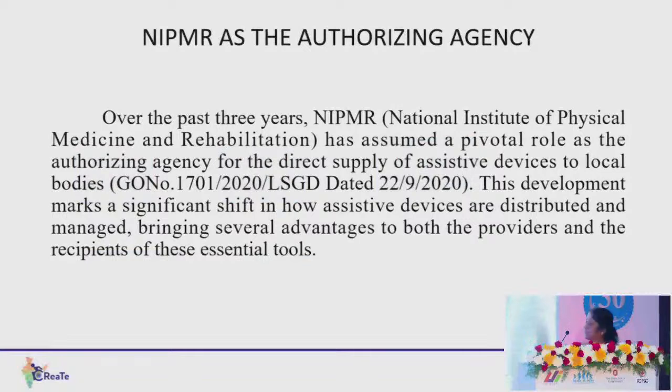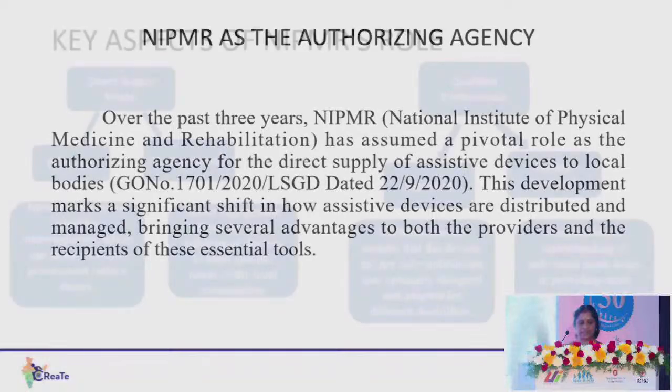NIPMR as the authorizing agency. Over the past 3 years, NIPMR has assumed a pivotal role as the authorizing agency for the direct supply of assistive devices to local bodies as per GO number 1701 of 2020 LSGD, dated 22/9/2020. This development marks a significant shift in how assistive devices are distributed and managed, bringing several advantages to both the providers and the recipients of these essential tools.